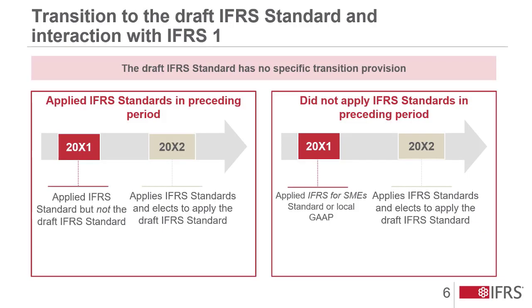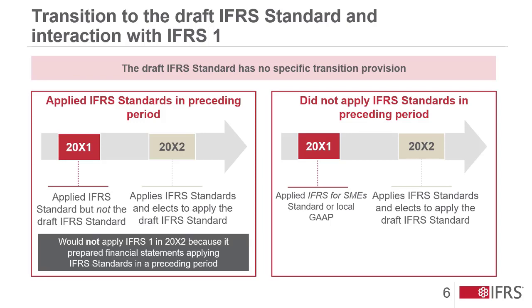Moving on to transition to the draft IFRS standard and its interaction with IFRS 1. The proposed standard has no specific transition provisions. This is better explained as we discuss the draft standard's interaction with IFRS 1. If a subsidiary already applies IFRS standards and elects to apply the proposed standard, as illustrated in the left diagram, then those financial statements are not the subsidiary's first IFRS financial statements. Therefore, it would not apply IFRS 1.